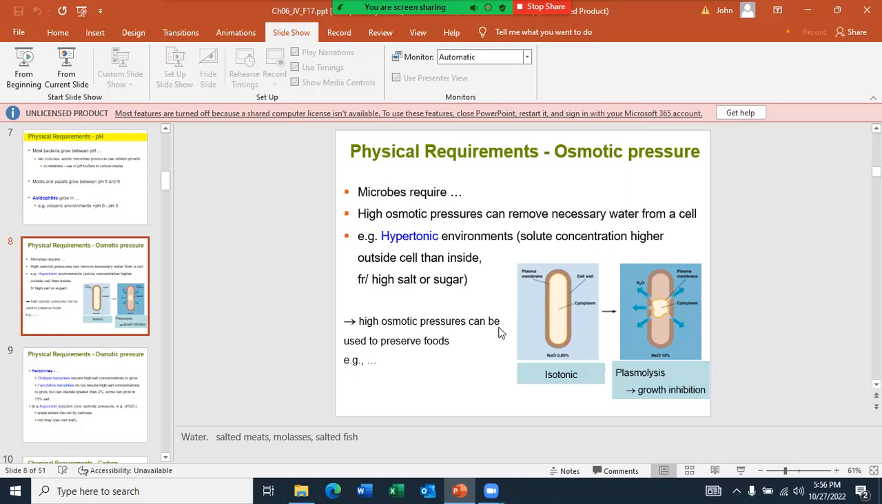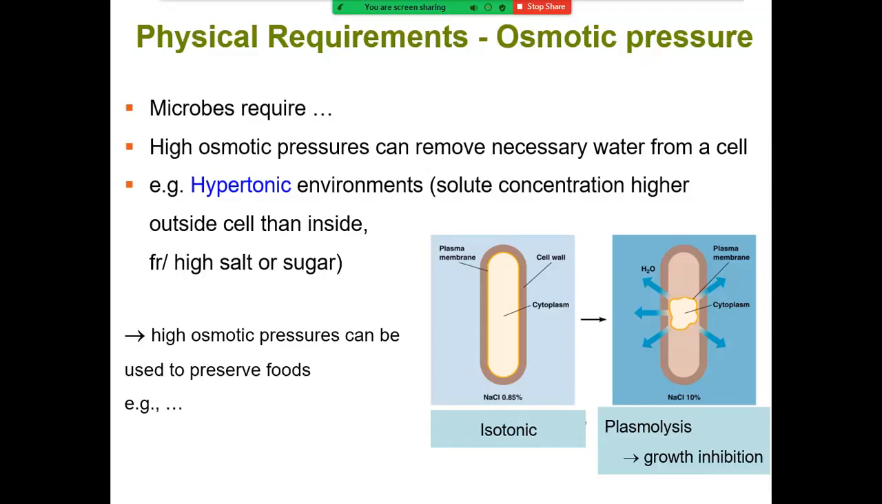Microbes do have a requirement on osmotic pressure. If the microbe doesn't have a cell wall and it's living in an environment where there's more water outside the cell than inside, water will move into the cell, eventually bursting the cell membrane. But the cell wall can protect the cell membrane by preventing it from expanding any further than the cell wall.